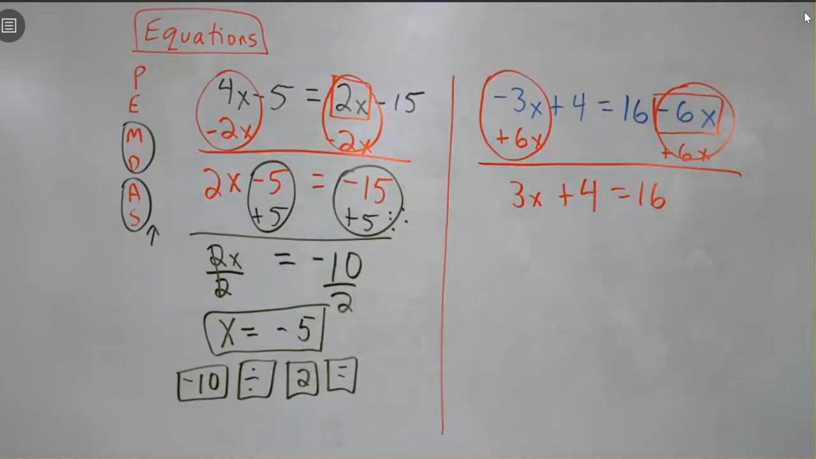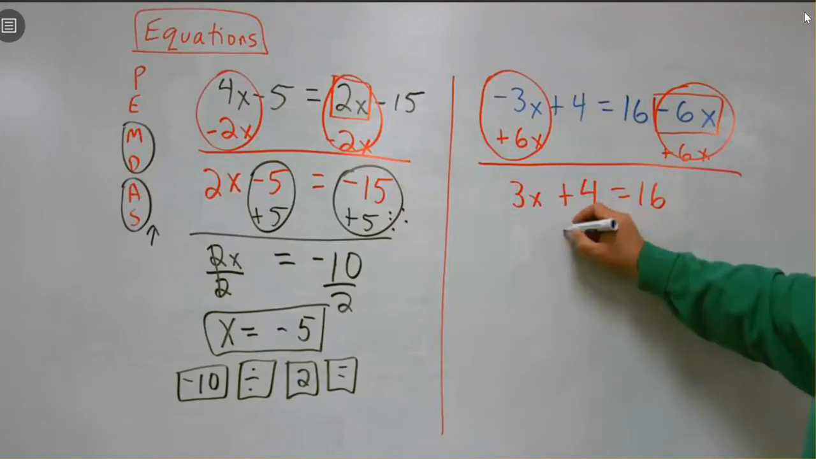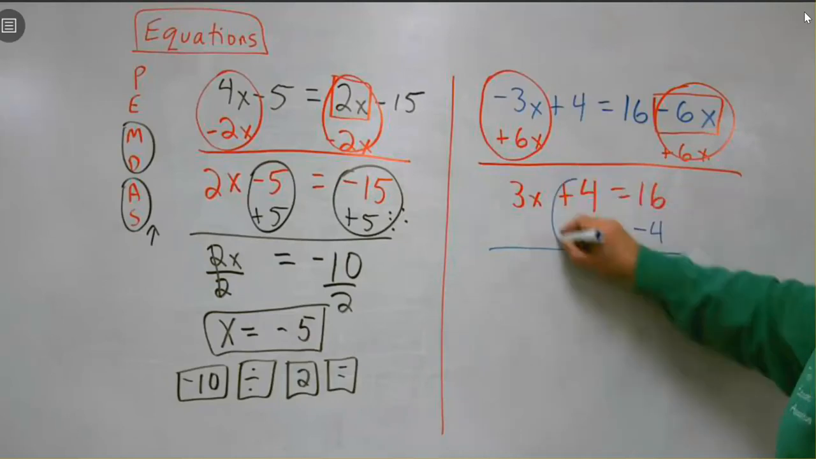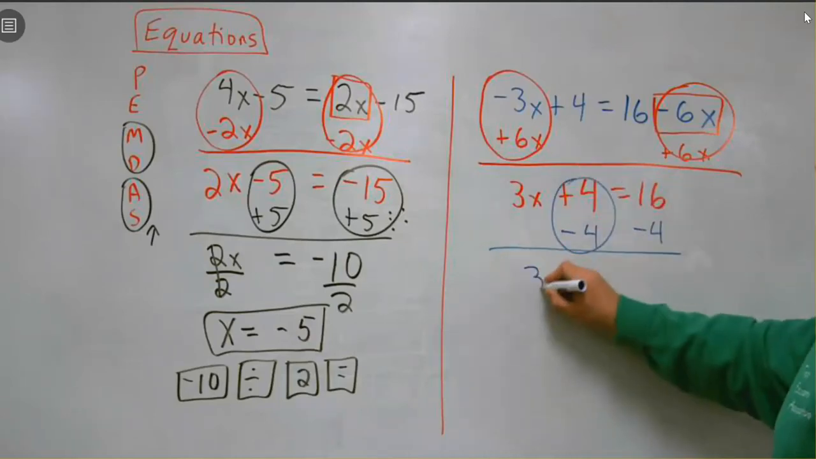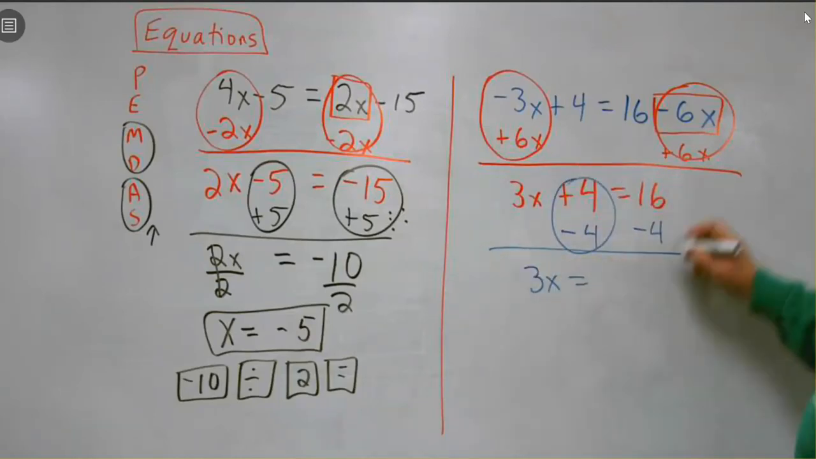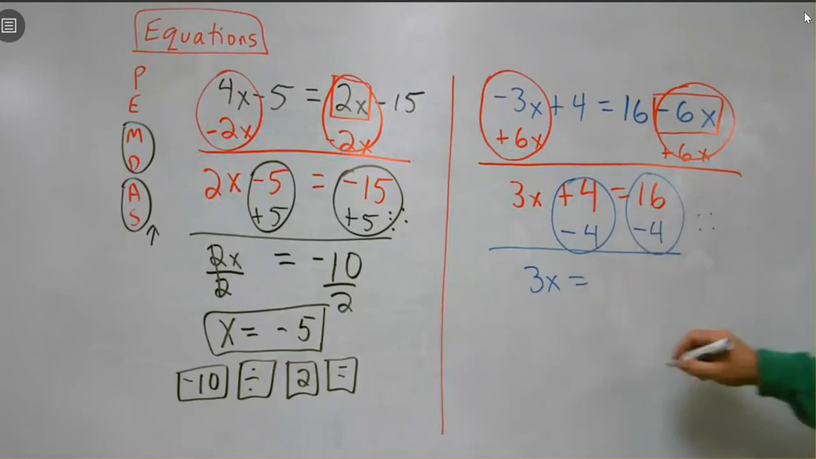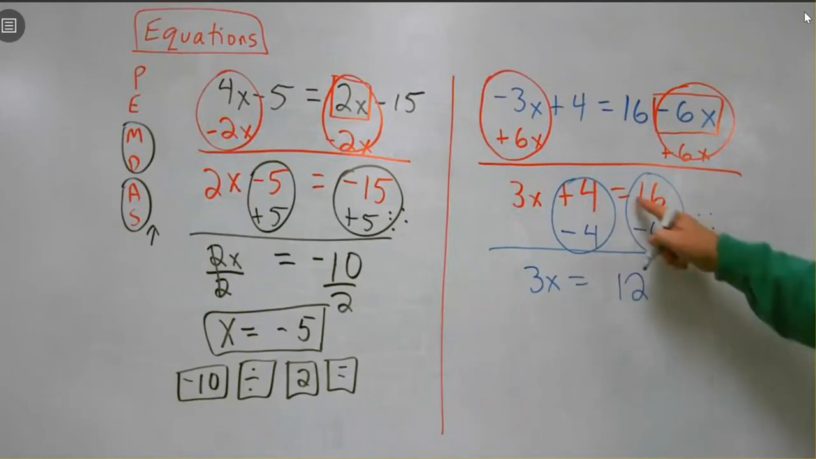So we're going to do the same kind of operations that we did here with inverses. I'm going to take my plus 4 and I'm going to minus the 4 on both sides of the equal sign. Plus 4 and minus 4 zero out. You're left with 3x equals. Signs are different. Subtract, so it's 16, 15, 14, 13, 12.